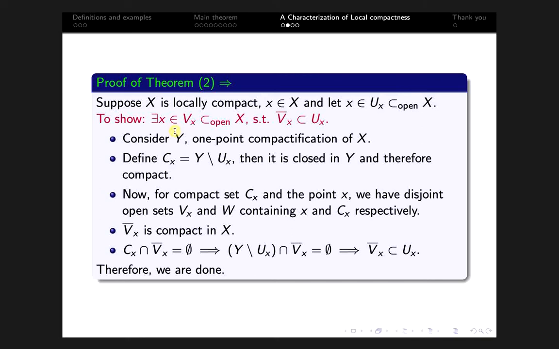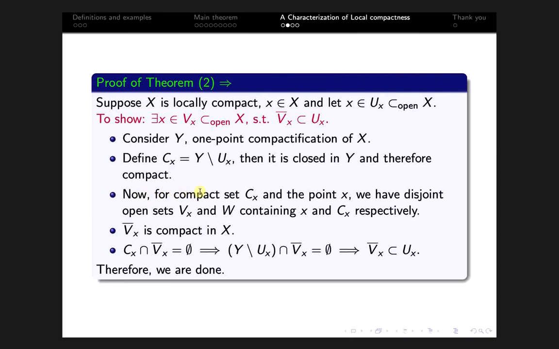Consider Y, the one point compactification of X. Then Y is compact and Hausdorff. Now we define Cx equal to Y minus Ux. See, Ux is open in X, therefore Ux is open in Y, and this is an open subset of Y of type 1. Okay, so Y minus Ux is the complement of Ux in Y, therefore Cx is closed in Y, and Y is compact, therefore Cx is compact in Y.